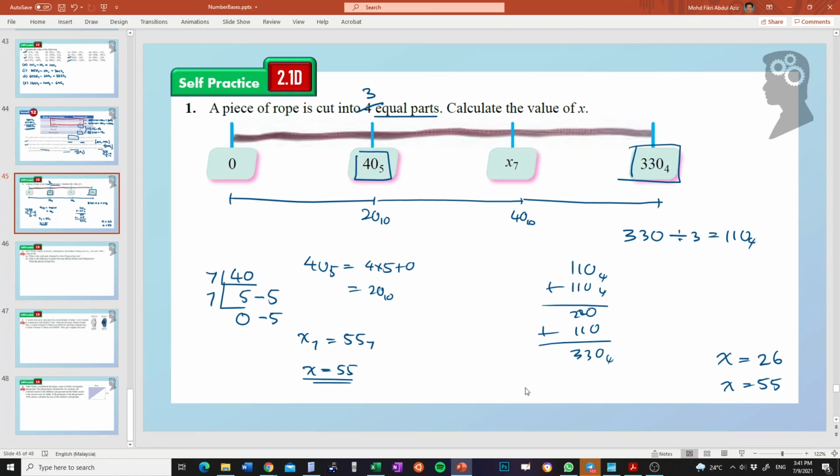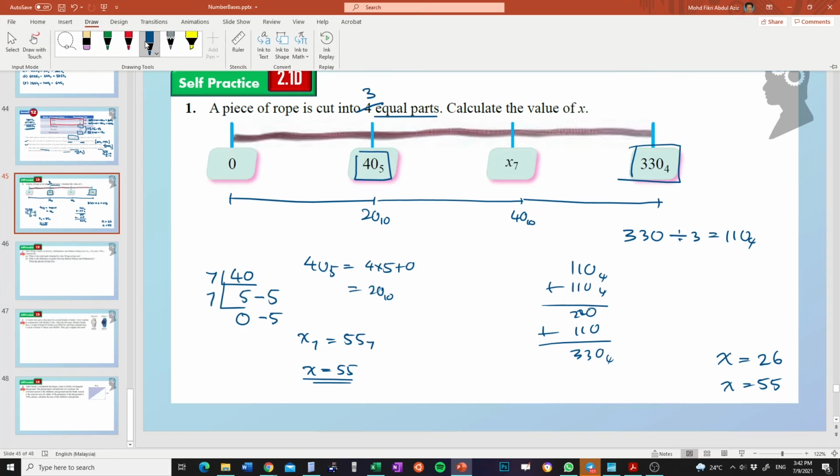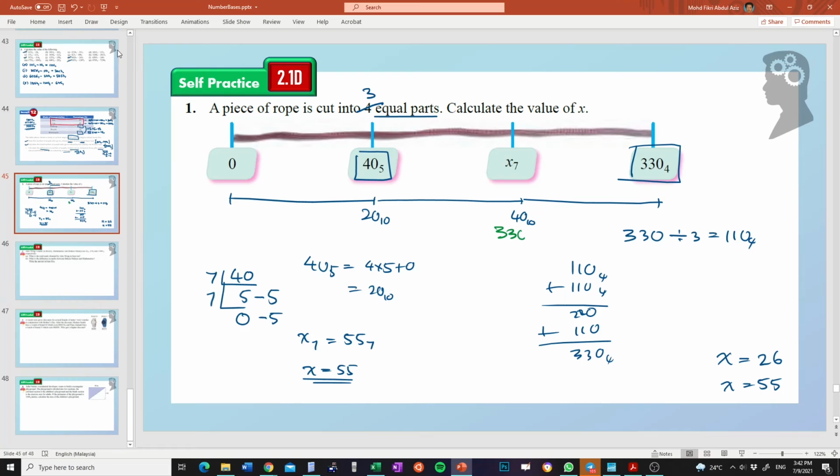So, saying that, basically, this x is the same as 330. This is 110 base 4. This is 220 base 4. And this is 330 base 4.